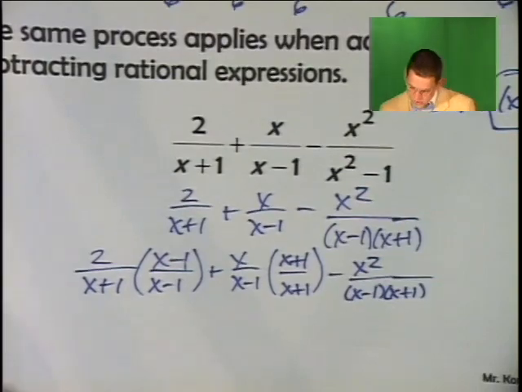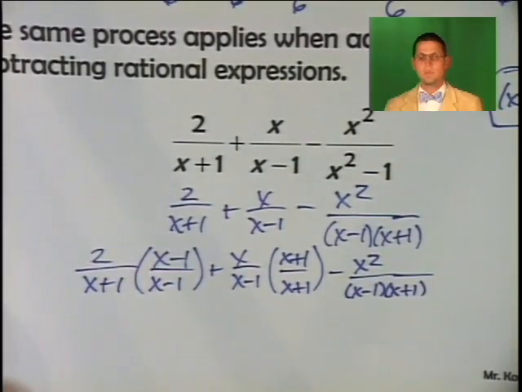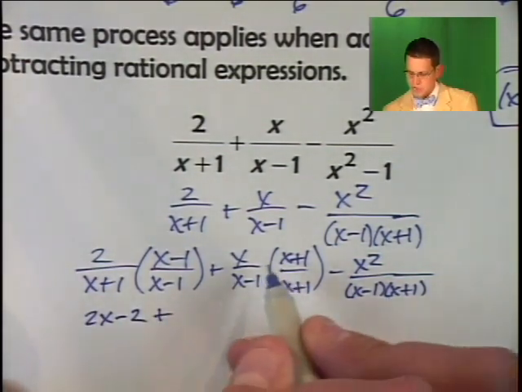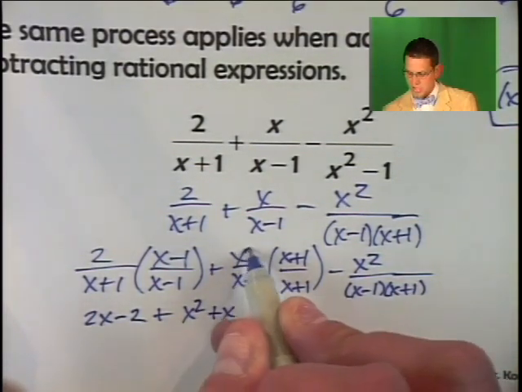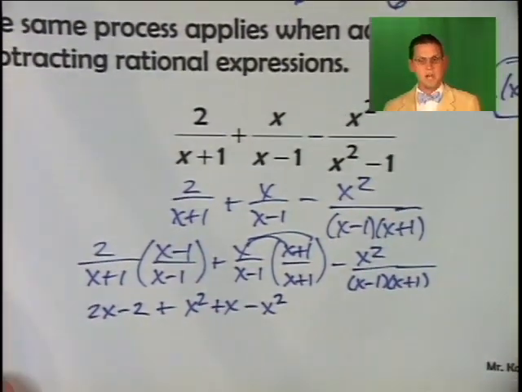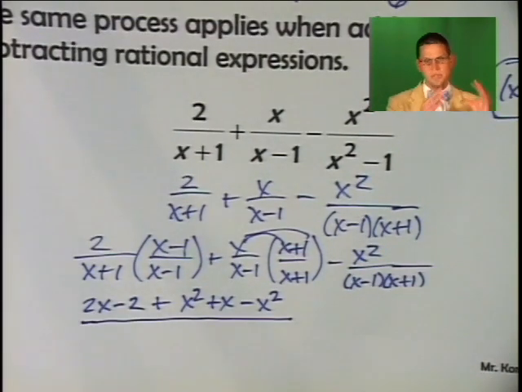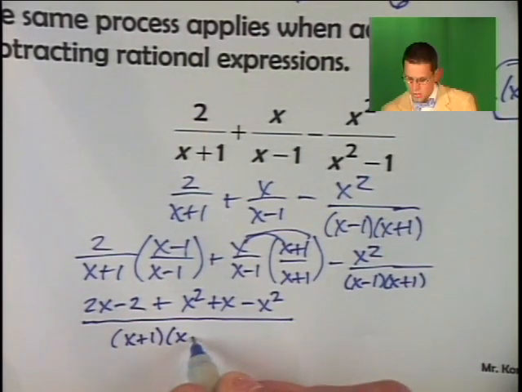So now here's an important step. I have 2 times the quantity x minus 1. I need to distribute the 2 in the numerator. That's going to be 2x minus 2. And then I have plus x times x is x squared, plus x times 1 is x. Again, I have to distribute the x to both of those. And then I have minus x squared. Now here's a little time-saving tip. You know at this point you're going to have a common denominator. So instead of writing 3 individual terms, each over the common denominator, just combine your numerators directly after you carefully distribute and put them all over one common denominator.